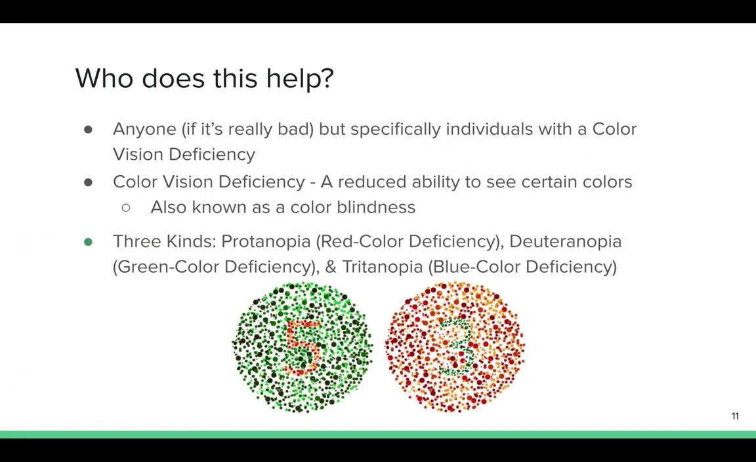Who does this help? Anyone, but specifically individuals with a color vision deficiency. Color vision deficiency is a reduced ability to see certain colors, also known as color blindness. There are three kinds: protanopia, deuteranopia, and tritanopia.